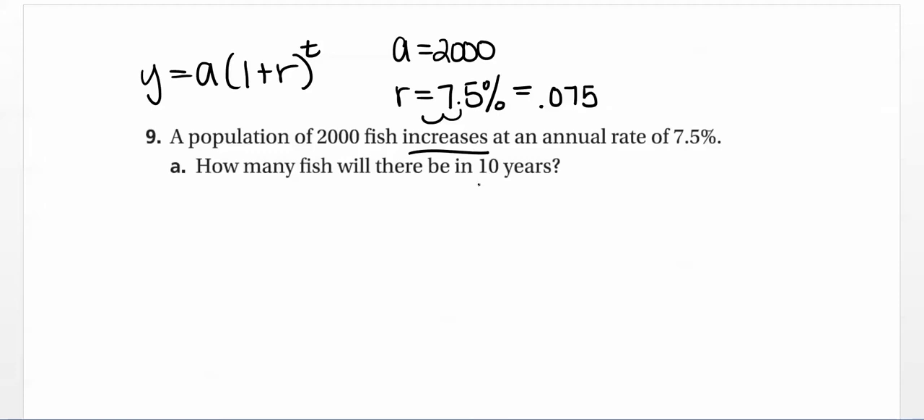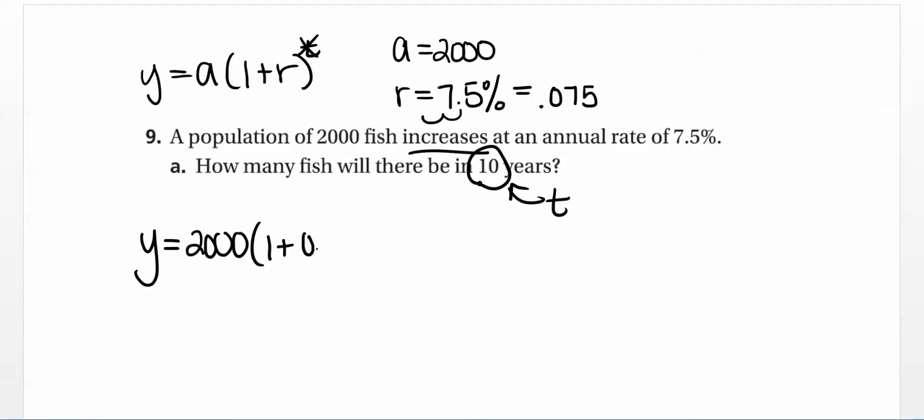And then how many fish will there be in 10 years? That's your T, or I guess X. I can't remember which one. I go back and forth. And Y is sort of just your output, your answer. So I have 2,000 times 1 plus 0.075 to the 10th power.